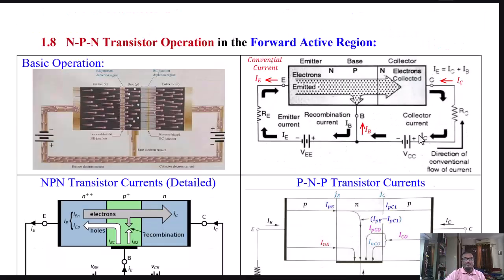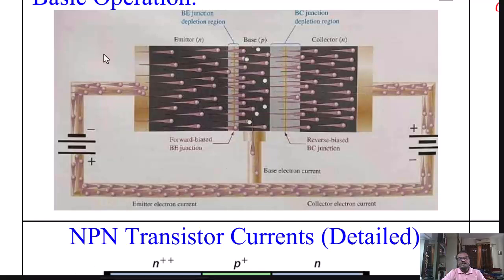Now, the operation of the NPN transistor from the physical construction perspective. Let us see what happens inside the device when we apply the various biases to the junctions. In the forward active region, let us see the operation. So here the internal structure of the BJT is shown. In the diagram, we will see the emitter region, base region and collector region.